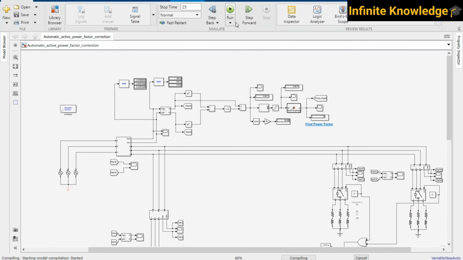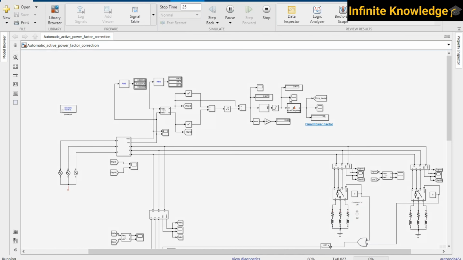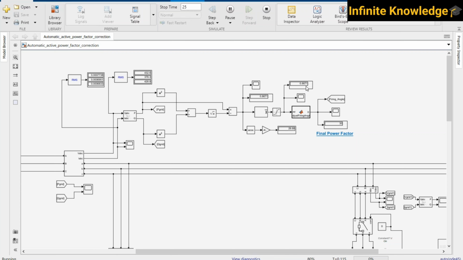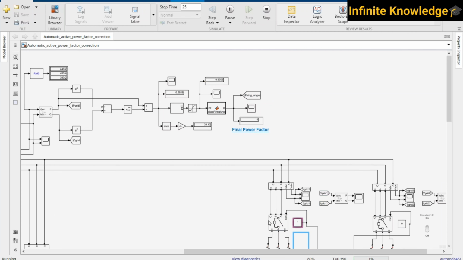So as you can see, I start the simulation. Initially both the loads are in the off condition. Whatever the default value is, it is 0.8871, but there is no current in the system. And as I start the simulation, I add the load. You can see your power factor is nearly 0.94. Your power factor must be greater than 0.9.